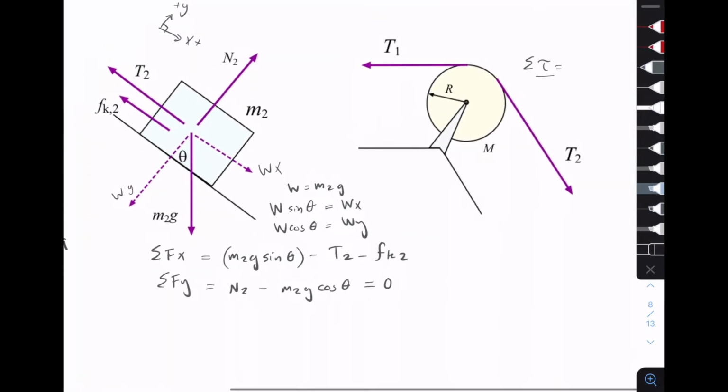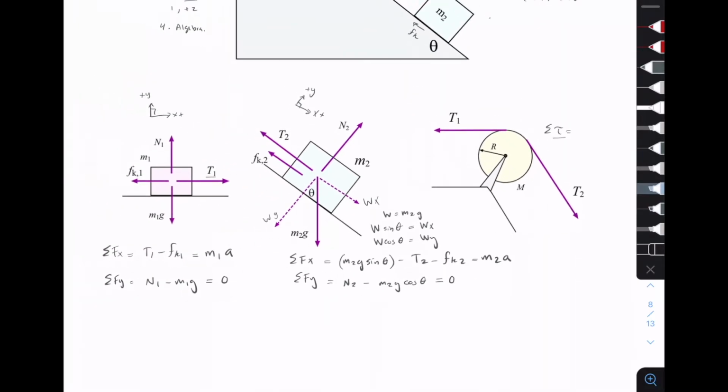What about the x? In the x direction, this block is sliding down this way, so we are going to have some acceleration. So it's going to be equal to m2a. And we know that that acceleration is going to be shared between these two blocks, this acceleration and this acceleration, because of the shared string here.